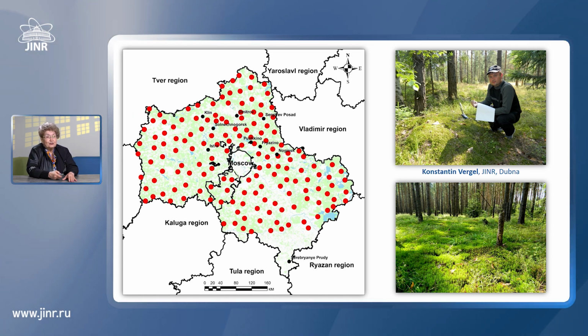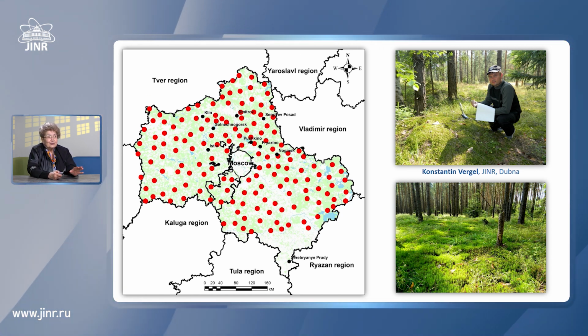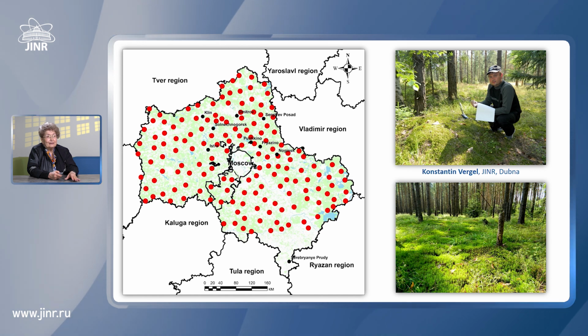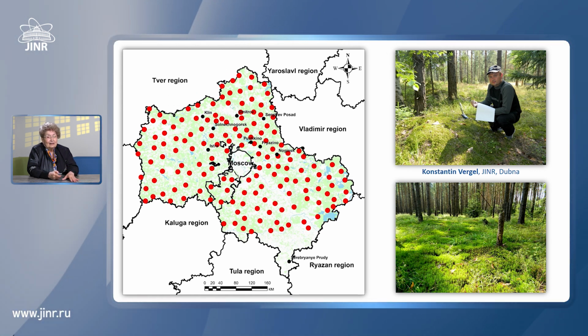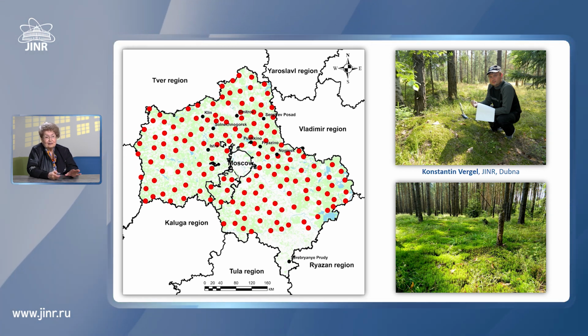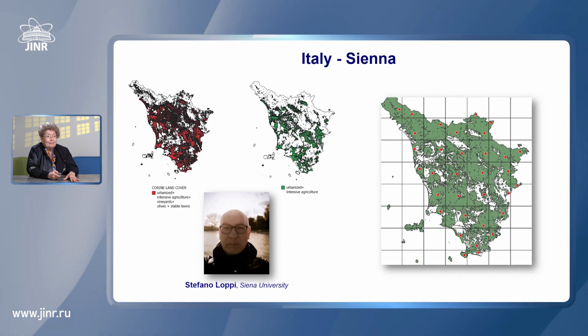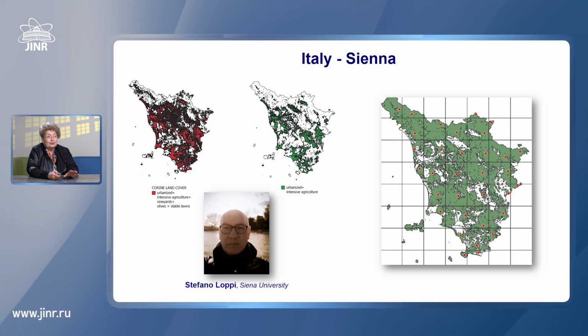That is the Moscow region. You can imagine it's an industrial territory, with a lot of industrial satellite towns here, and we collected samples all over the Moscow region. That is my PhD student who is collecting mosses, and the moss carpet is very well developed in the Moscow region. Another example shows a very accurate approach in Italy.